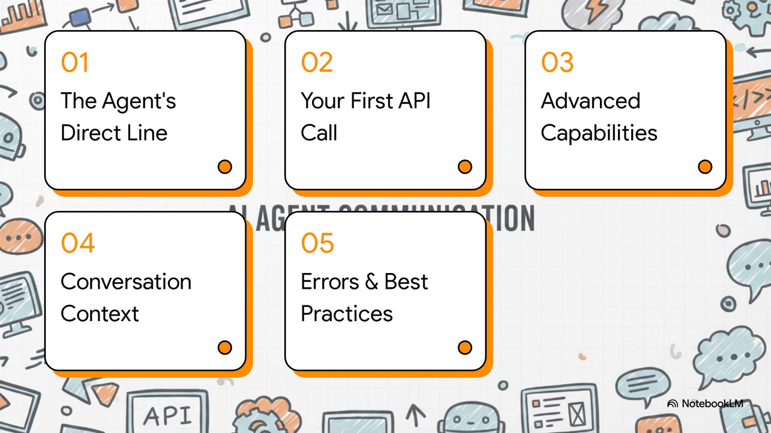So here's our game plan. First, we're going to cover the fundamentals of this direct line. Then, we'll walk through how to build your very first API call and unlock some really cool advanced features like streaming. After that, we'll see how to give your agent a memory for real conversations. And we'll wrap it all up with some pro tips for making your app truly production ready.